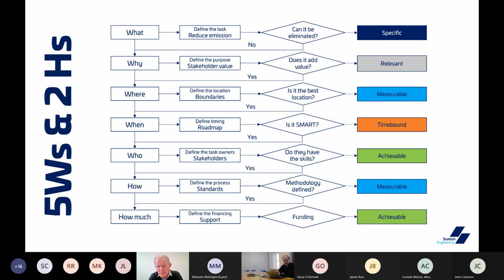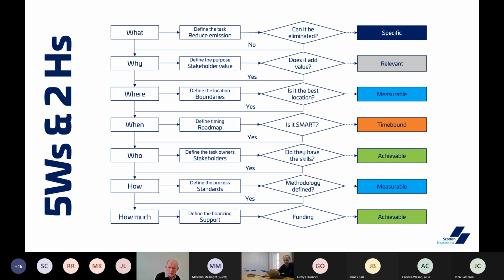The where, because you have the why, the where is your boundaries. You'll define the location, and the location is going to make it measurable by defining the boundaries, which will likely be your organization's. The when is the timing, and it's about building that roadmap. And that needs to be SMART, and the T makes it time bound.